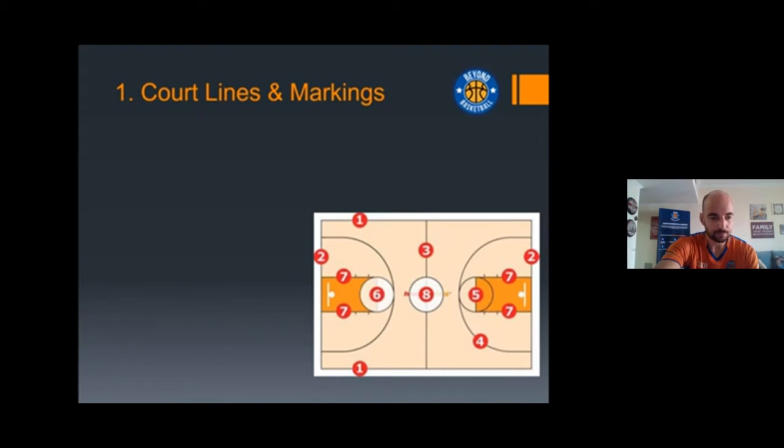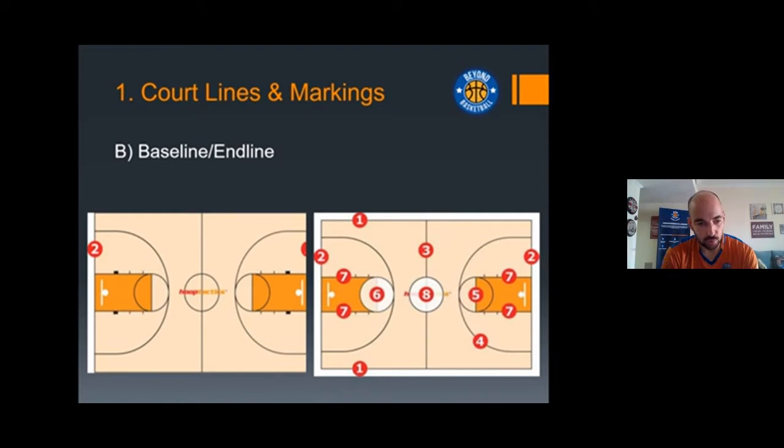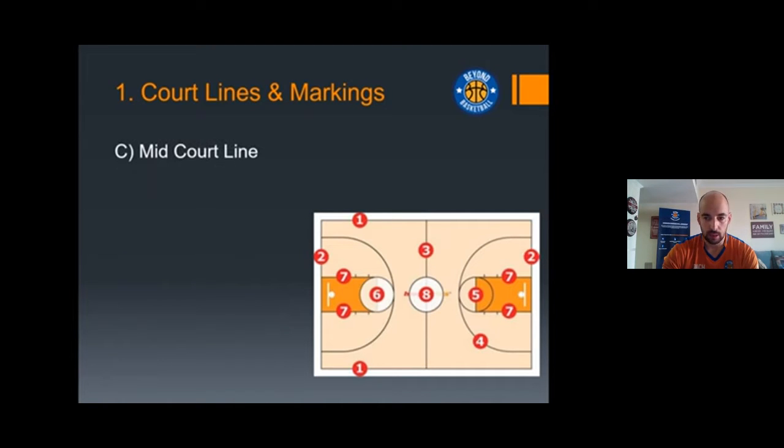Okay, next one will be baseline or end line. So baseline or end line are two bordering lines which are defining the width of the basketball court, and they are located 4 feet behind the basket, like you see on the diagram over here. Okay, so next one, of course, when you receive the basket and you play defense, you need to go outside of that line, and then you can pass the ball to your teammate and you can continue with your game in offense.